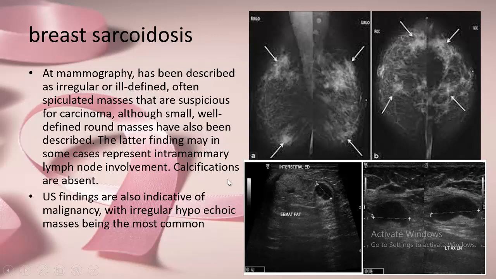The small rounded masses may represent intramammary lymph node involvement, calcifications absent. Ultrasound findings are also indicative of malignancy, with irregular hypoechoic masses. And here is the appearance of the lymph nodes. They are suspicious for pathology: eccentric hilum and thickened cortex, but on biopsy it reveals sarcoidosis. Of course, we are lucky if the patient knows that she is a case of sarcoidosis and she tells us.